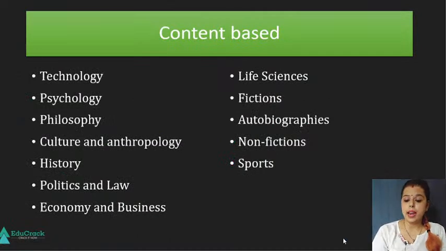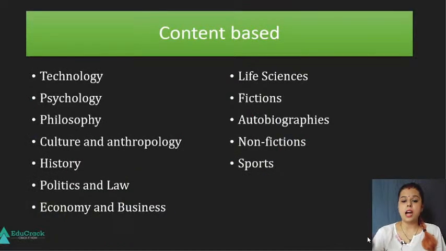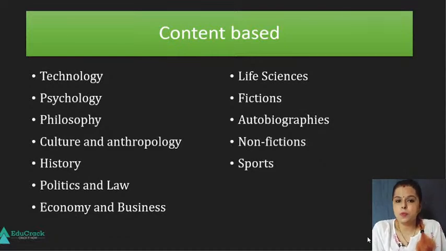Again, when we look at this page, we see that I've talked about articles which are content based. So what is the content that you need to start working on? Technology, psychology, philosophy, culture and anthropology, history, politics, law, economy and business, life sciences, fictions, autobiographies, non-fictions, and sports. Now, I do not want you to do a research paper or thesis on these. That is not really needed.